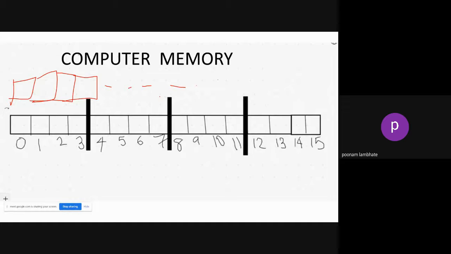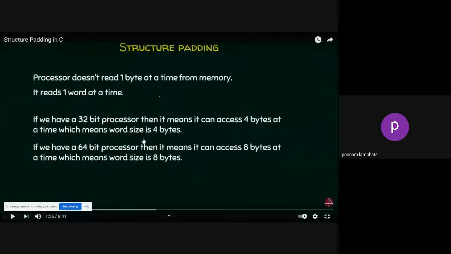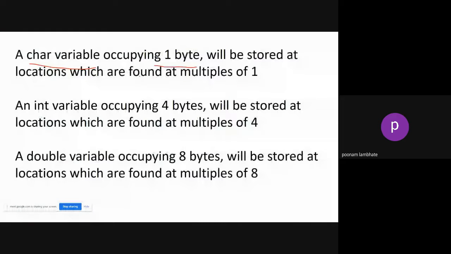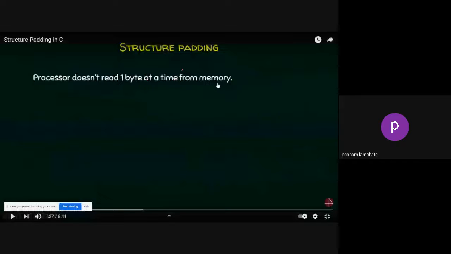And within these locations, you need to store the data of your variables. Within these locations, the memory will be allocated for your variables. Now, character, since it occupies 1 byte, at which locations it will be stored is different compared to integer. See, character occupies 1 byte, so it will be stored at the locations which are found at multiples of 1. I'll tell you what this means.